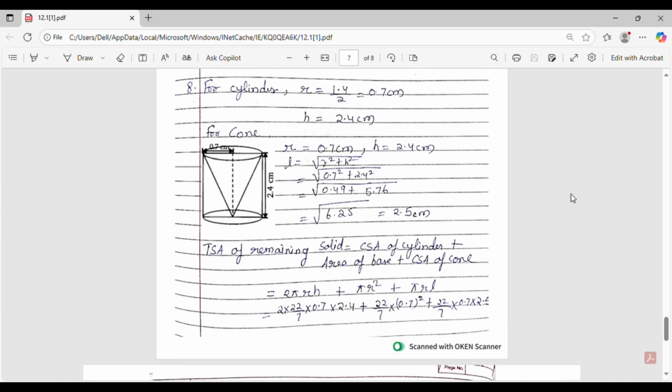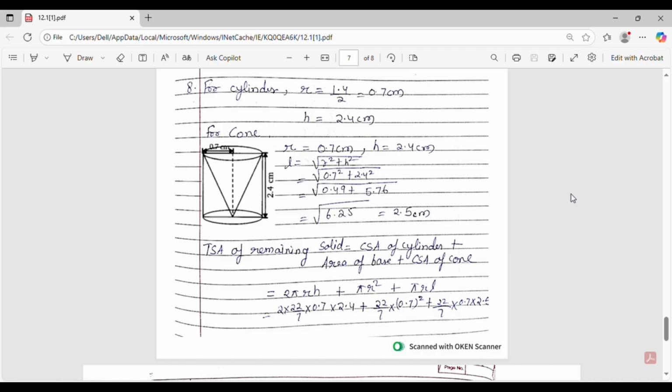Next question, question number 8. From a solid cylinder whose height is 2.4 centimeter and diameter 1.4 centimeter, a conical cavity of the same height and same diameter is hollowed out. Find the total surface area of the remaining solid to the nearest centimeter square.